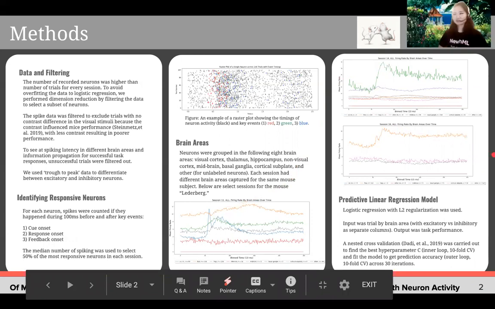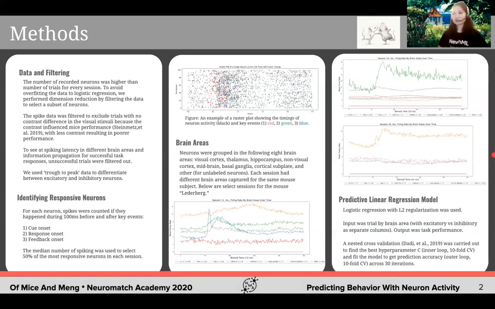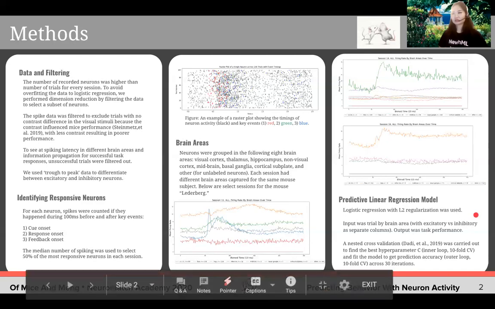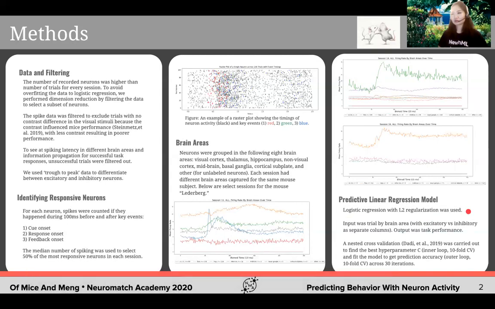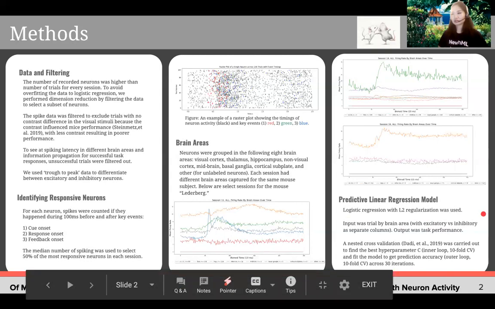After the rigorous filtering process, we were able to reduce the dimension of over 1,000 neurons to 16 columns, each column representing one of 8 brain groups split into excitatory versus inhibitory neurons. We trained the logistic regression model with these filtered brain group data with only event-relevant neurons as input and the mouse performance as output using L2 regularization.